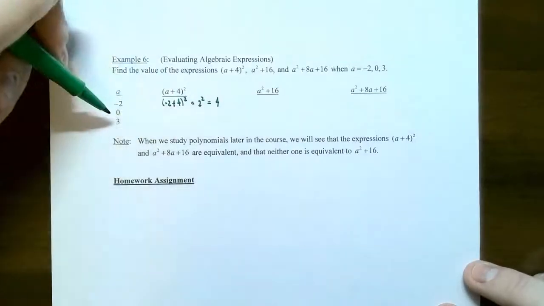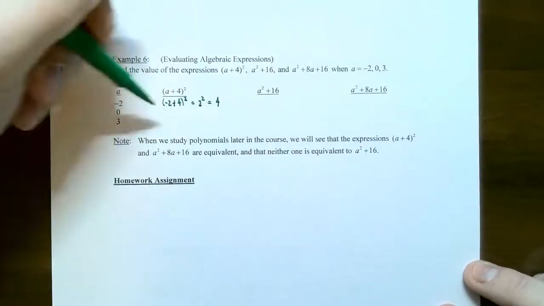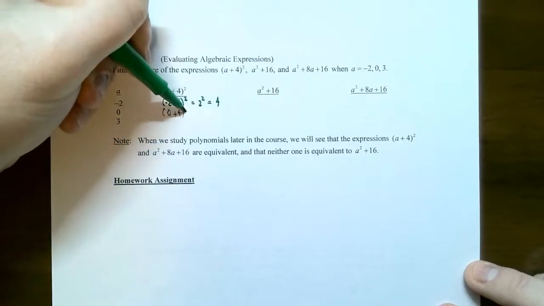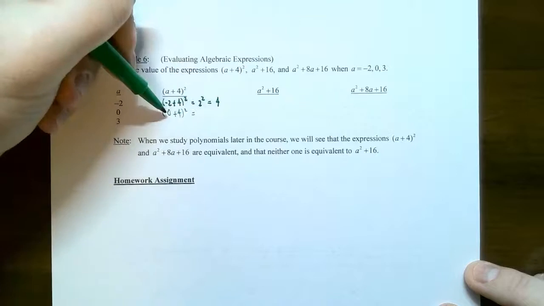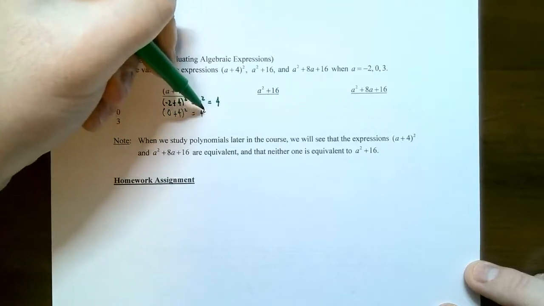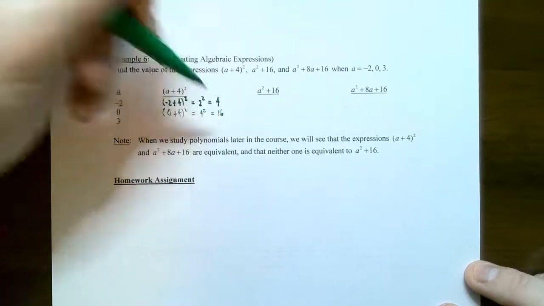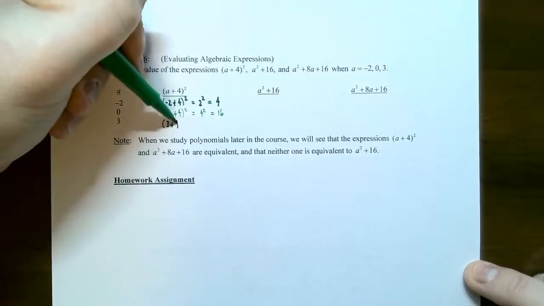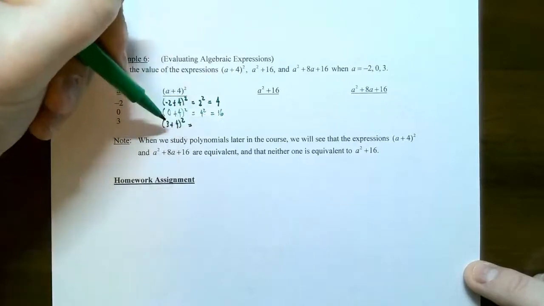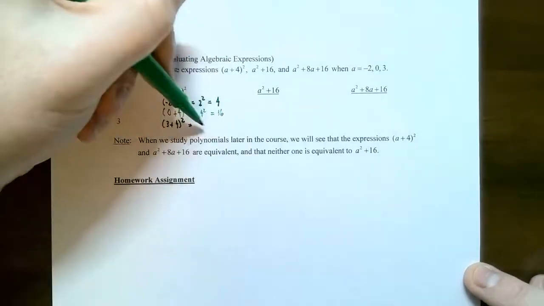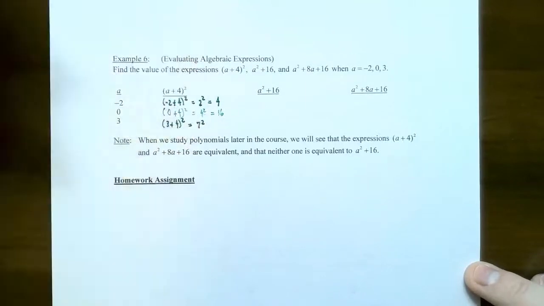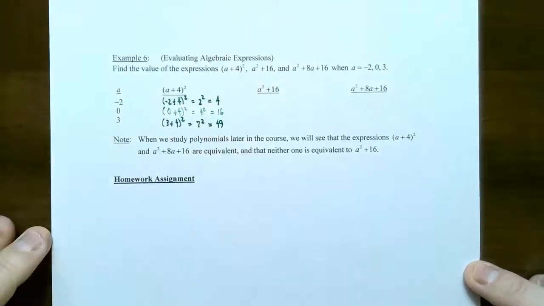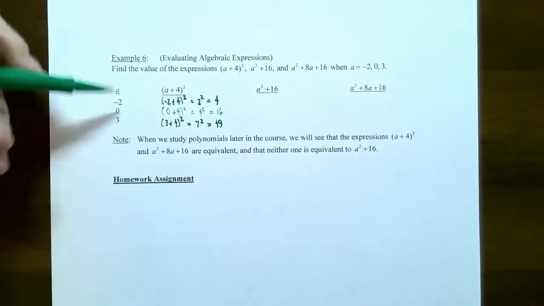Okay, let's do the next value of a. When a equals 0, replace the value of a with a 0, so 0 plus 4 to the second power. That is 0 plus 4, do that first, you get 4 squared, and 4 times 4 is 16. And then the last value of a is 3, so 3 plus 4, all to the second power. Again, add what's inside the parentheses first, you get 7, and that's still squared, and 7 times 7 is 49. So you should get 4, 16, and 49 when you plug in negative 2, 0, and 3.